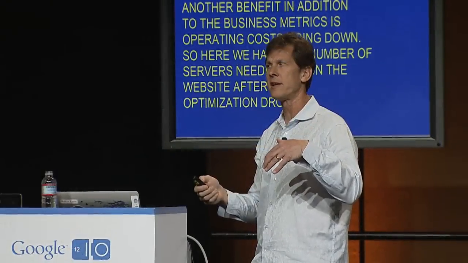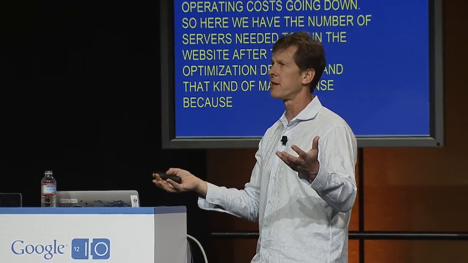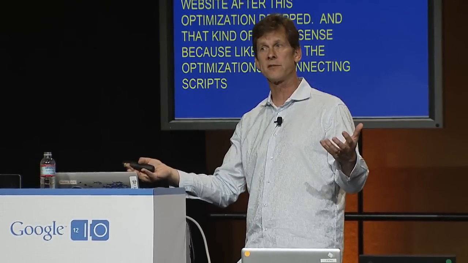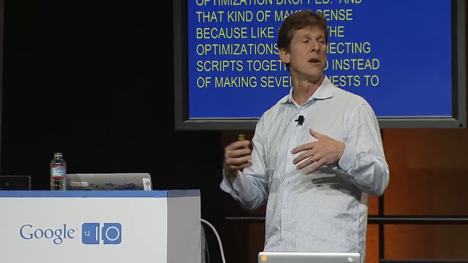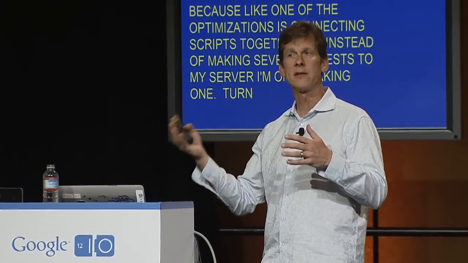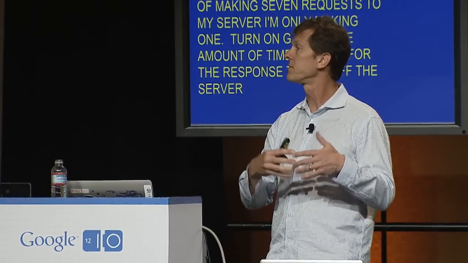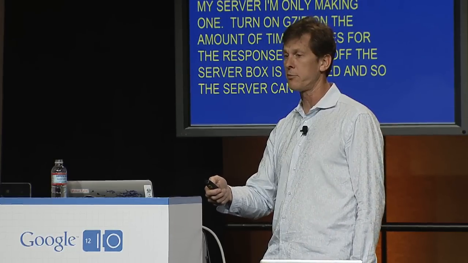And that kind of makes sense, because one of the optimizations is to concatenate scripts together. So instead of making 7 requests to my server, I'm only making 1. Turn on gzip, so the amount of time it takes for the response to get off the server box is lowered, and so the server can handle a higher QPS.